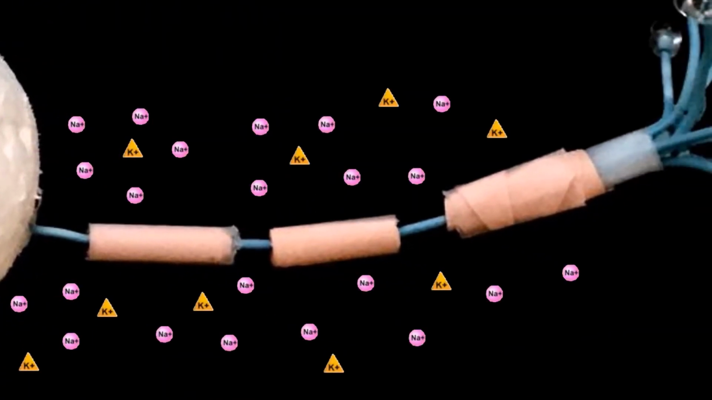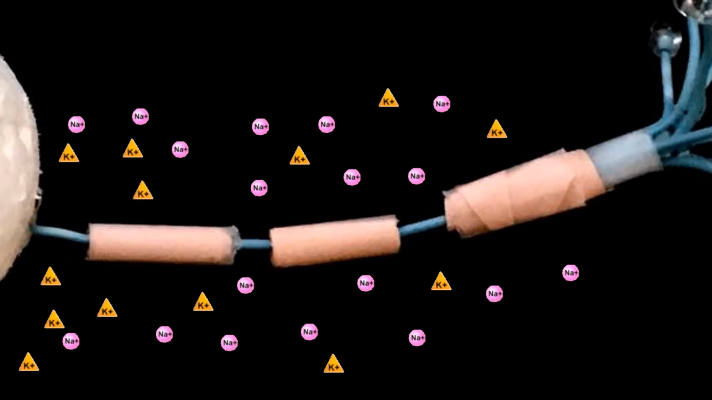The depolarized voltage in the neuron causes ion channels to open and sodium ions to rush into the neuron. Since sodium has a positive charge, the neuron is depolarized further, which causes potassium channels to open and potassium to rush out of the cell, repolarizing the neuron.